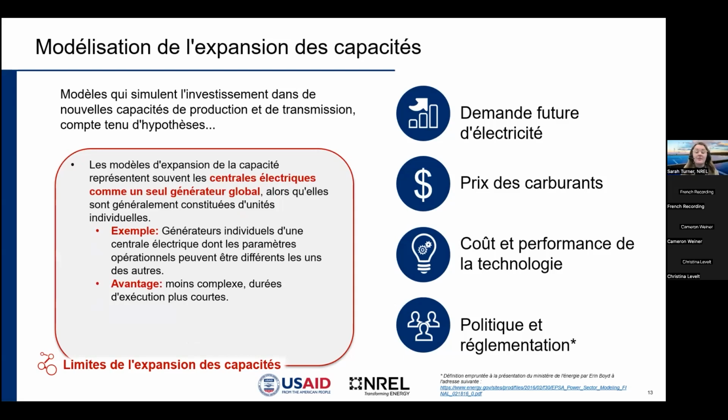Another limitation to be aware of, not just in capacity expansion modeling, but all energy system modeling, is that some models represent power plants as one aggregate generator, even though power plants are commonly made up of multiple individual generators. It is these generators that together make up the total power capacity of the plant, and each generator potentially has its own operational parameters.